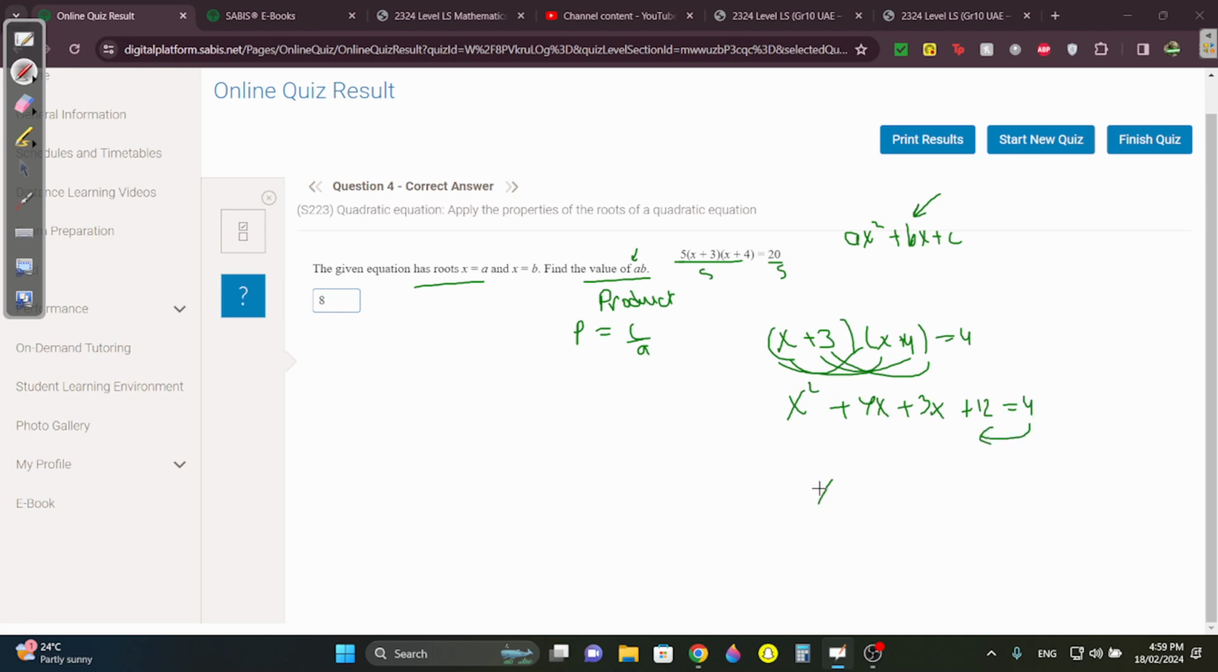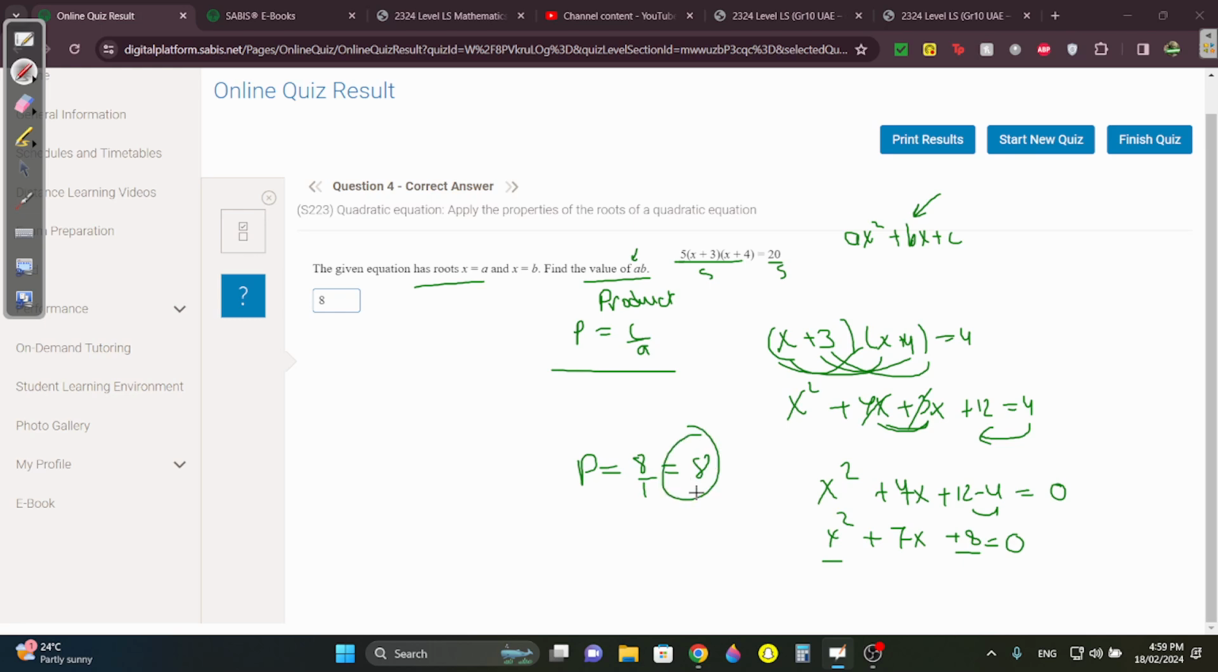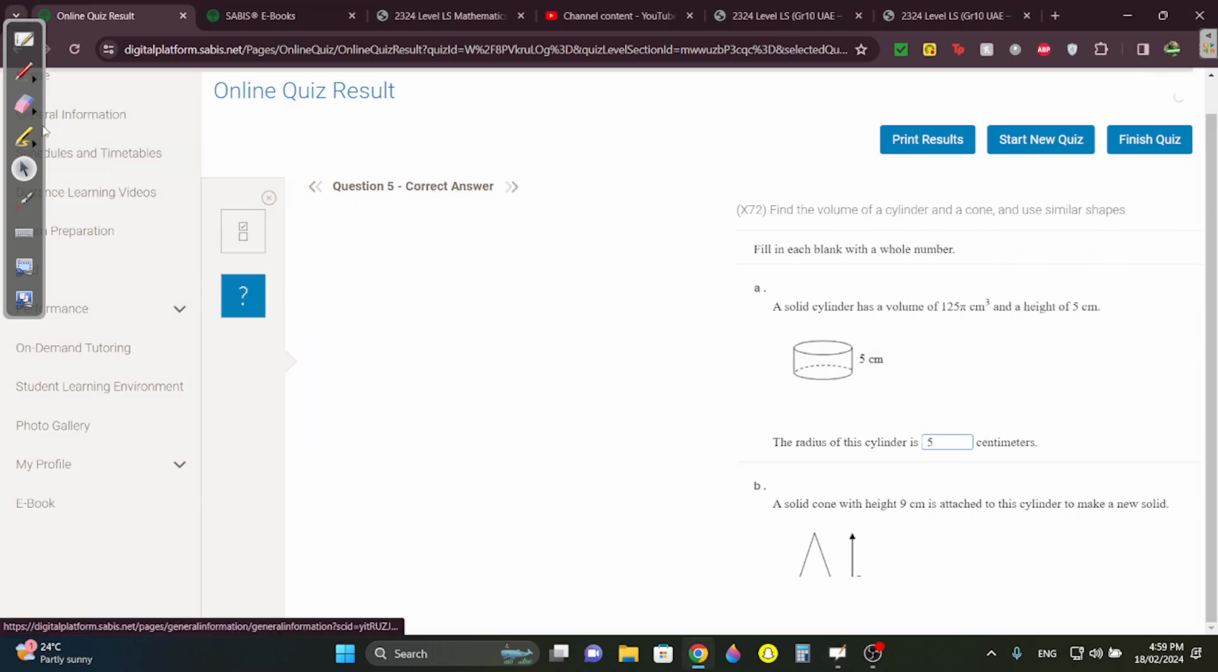You have to take everything to one side, so move that 4 to the left. You'll be left with x squared plus 7x, because 4x and 3x add up to 7x, and then plus 12 minus 4, which is plus 8, equals 0. Can you find the product? Yes, you can. Product is c over a, so 8 over 1, which is 8. That's it.